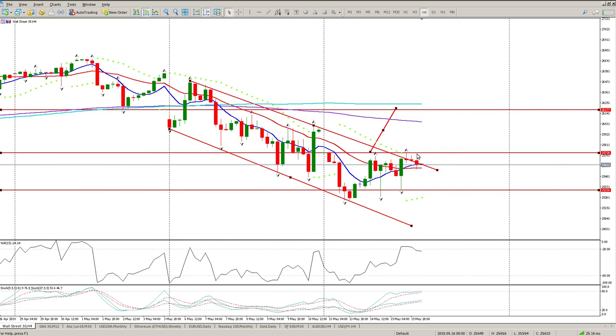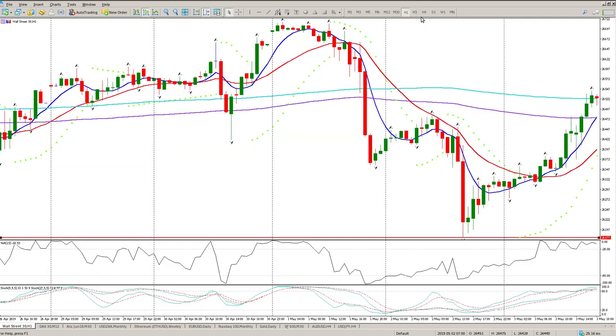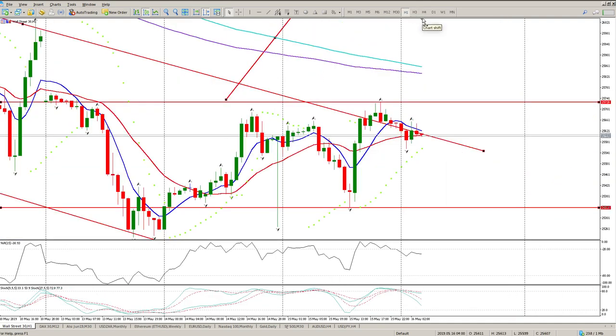So yeah, a break above 25,730, you're looking for 26,177 as your target. Okay. So let's just get down to the hour just to make sure what we can see here.